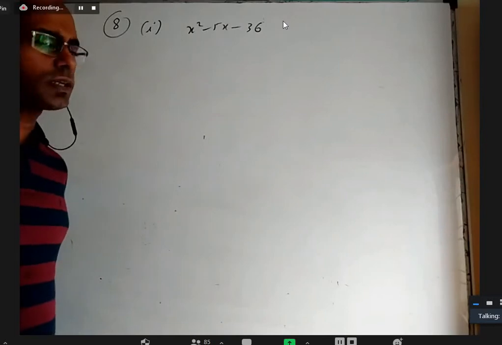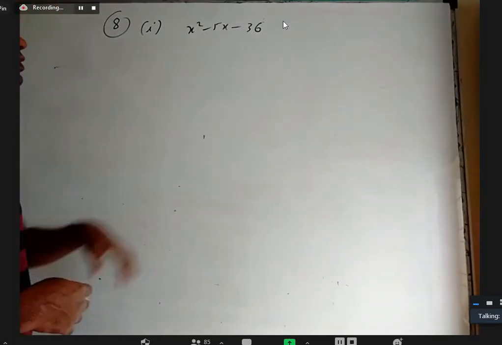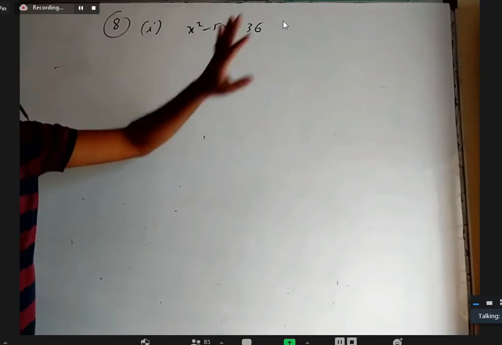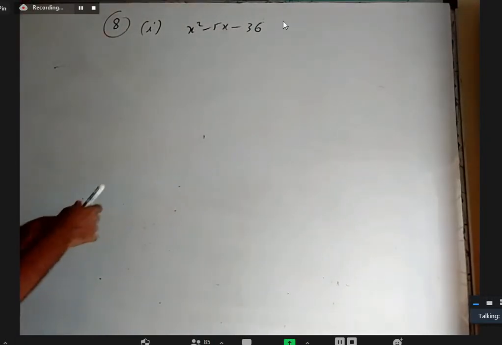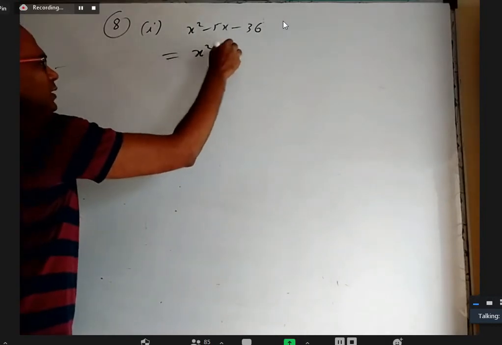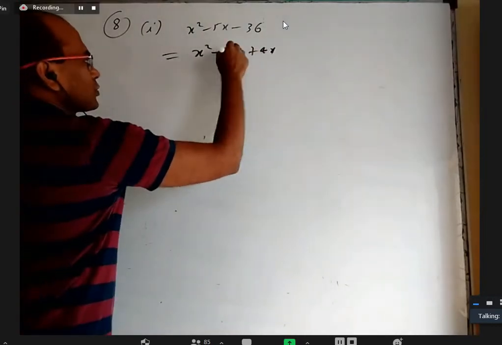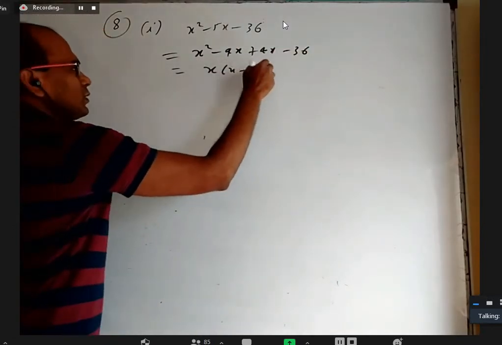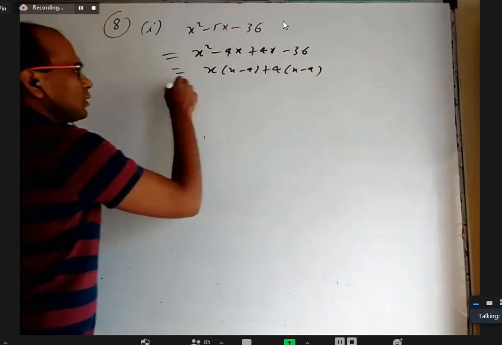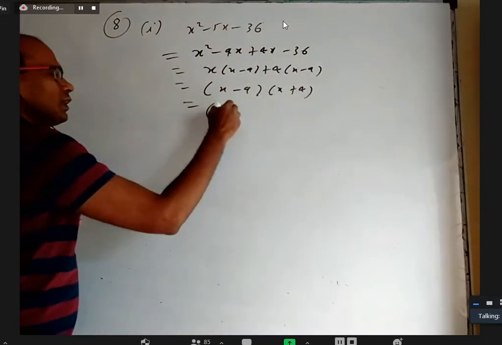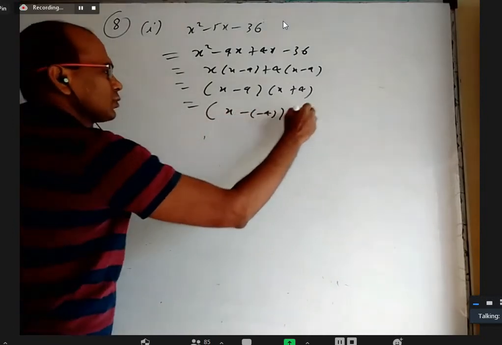First of all, you have to find the nature of the roots. I'm sure b square minus 4ac will come positive because c is negative. Anyway, I think I can split it: x square minus 9x plus 4x minus 36, which is x into (x minus 9) plus 4 into (x minus 9), which is (x minus 9) into (x plus 4), that is (x plus 4) into (x minus 9).